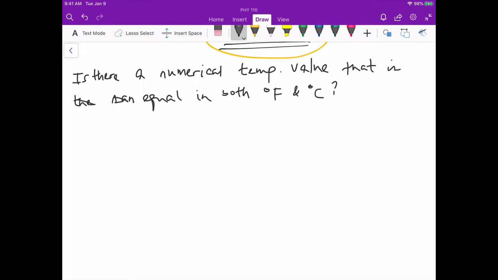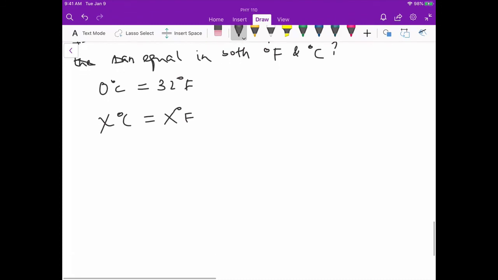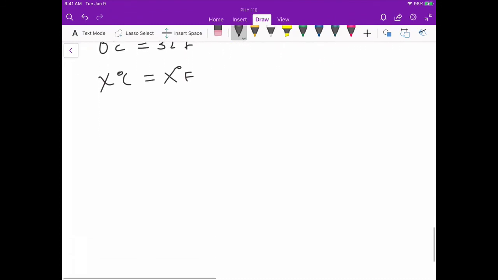So consider it like this. There is 0 degrees Celsius, which is equal to 32 degrees Fahrenheit. That's what we know. What I'm asking is, is there a certain number, let's call that number x, where x degrees Celsius is the same as x degrees Fahrenheit? To answer that question, you can apply the unit conversion equation, like from Kelvin to Celsius, and then substitute x for both.